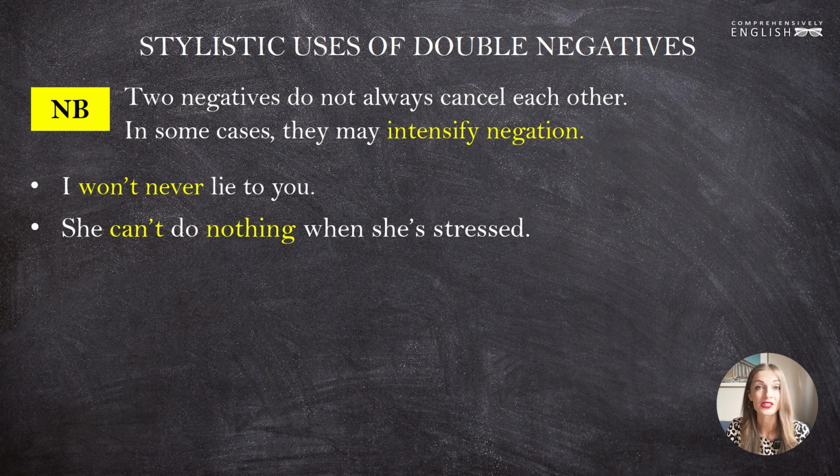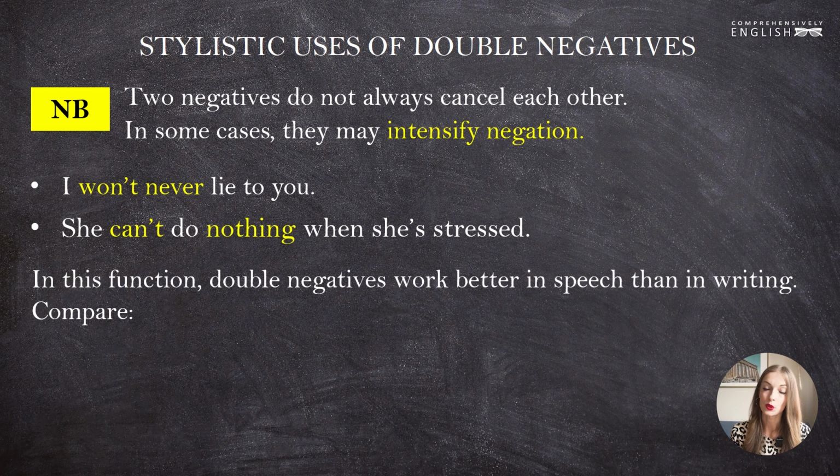Pay attention that these sentences are emotionally colored. This emotion is something that you can easily show in communication, but it's very difficult to render it in writing. That's why we say that there is no place for double negatives in written English, in standard English. Though of course in communication you will hear them a lot, because in communication you can easily express what exactly you mean by putting a particular stress in your sentence. Thus, in this function, double negatives work much better in speech than in writing.